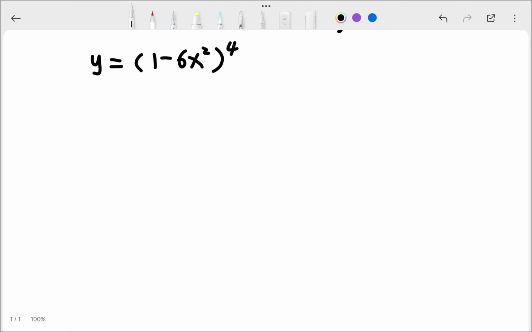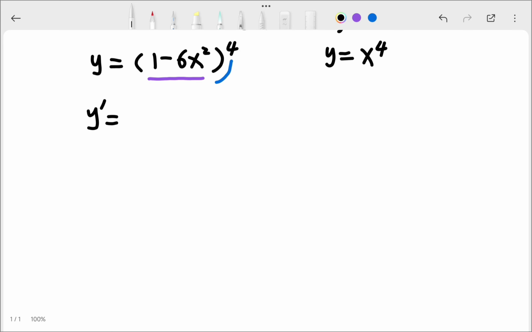All right. Now, if this was a question like this, we know how to differentiate easily. However, it's not just x here. It's 1 take away 6x squared. So we have an inner function, and that makes something to the power 4 the outer function. Chain rule comes to the rescue.